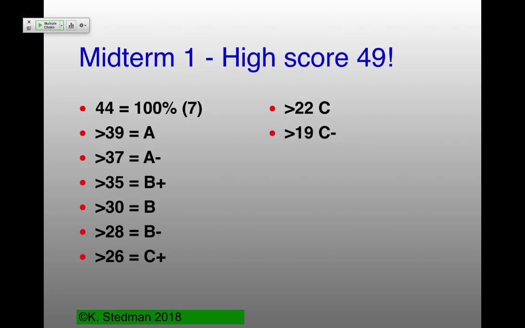Take 44, multiply by 0.9. If you have a higher score than that, you're looking at an A. Again, I don't assign letter grades until the very end of the class. But that's a start, and then I forget what all those other numbers are. You can see them on my PowerPoint and on the syllabus. You can do those calculations.